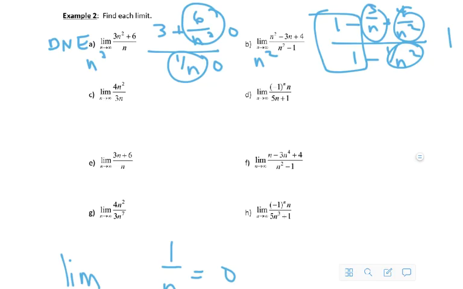In C, the biggest exponent is n squared. So if I divide the numerator and denominator by n squared, I get 4 over 3 over n. This goes to 0. So you have 4 over 0, which does not exist. It doesn't really work so well for D and E. In D, we talked about how if you have negative 1 to the nth power, it does not exist, because it's just going to keep alternating between 1 and negative 1, so it's not actually approaching anything.